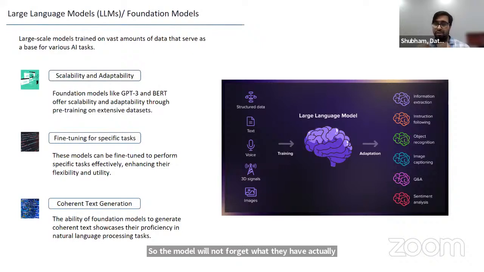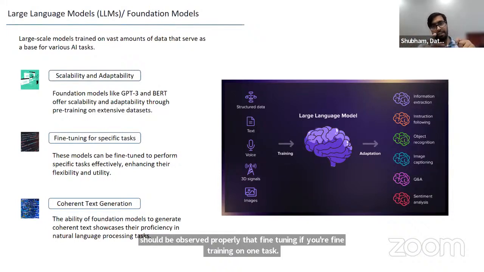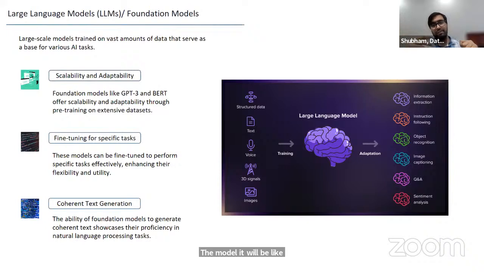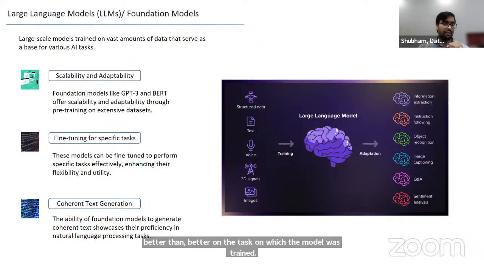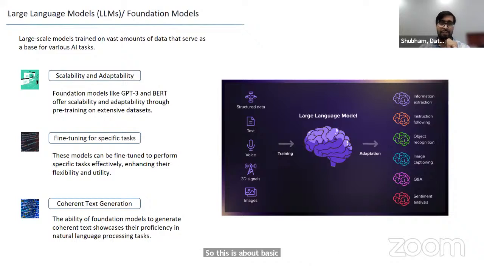Fine tuning should be observed properly. If you are fine tuning on one task, it will be difficult for the model to perform other tasks. Since we are tuning the weights, the model might start forgetting how other tasks are to be done, but it will perform better on the task on which it was trained. So this is about the basic LLM models that we have.